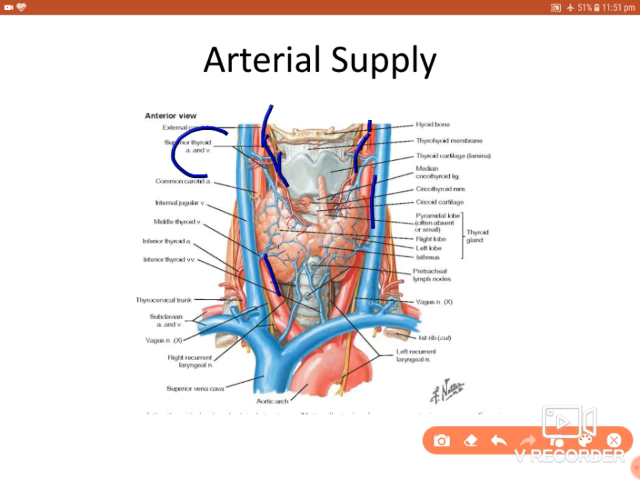It divides into anterior and posterior branches. See, at the upper border of the isthmus, the superior thyroid arteries of each side anastomose with each other. The upper border of the isthmus.